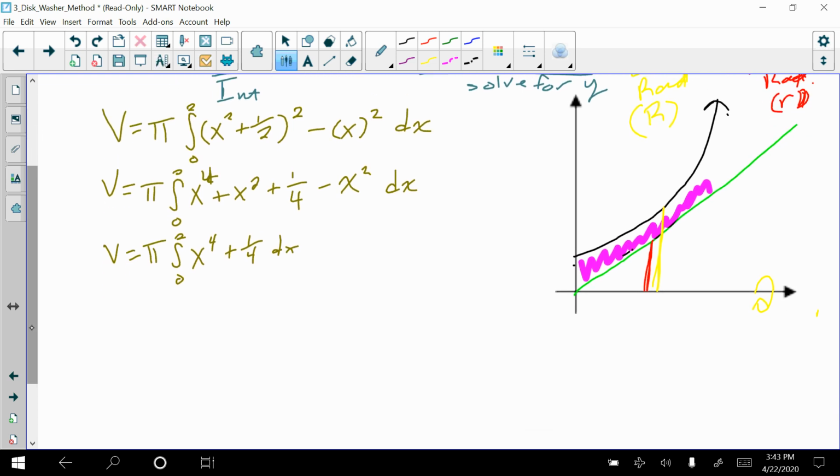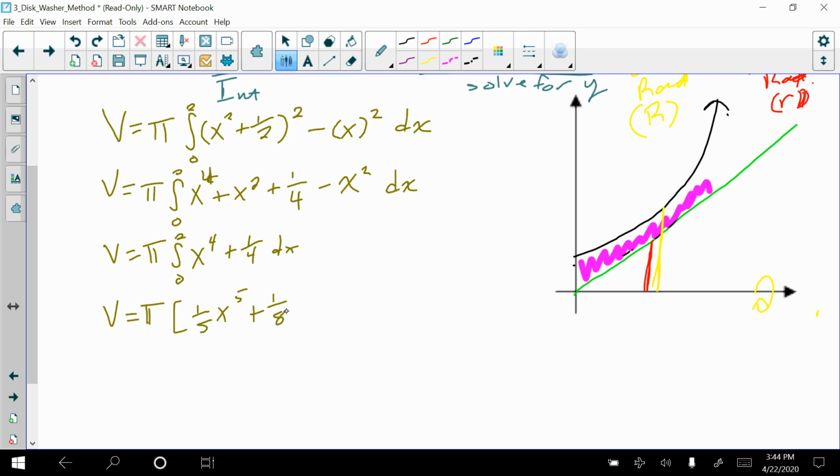So at this point, it is time to do the antiderivative and get rid of the integral symbol. So we have pi. The antiderivative of x to the fourth will be 1/5 x to the fifth power. And the 1/4 will be plus 1/4 x, so that's going to be 1 over 2. So that'll be plus 1/8.